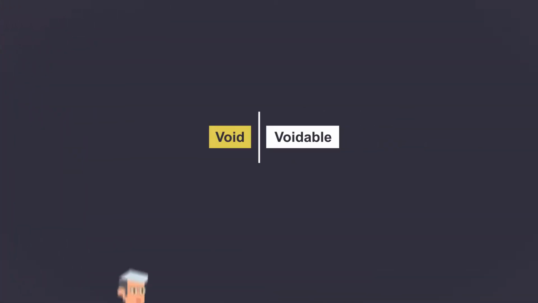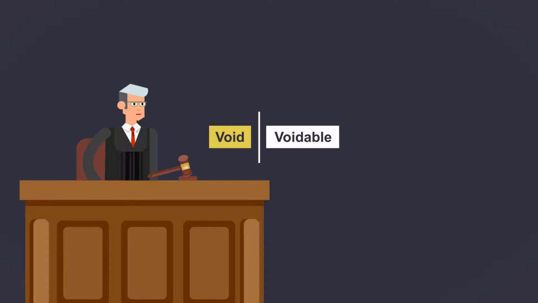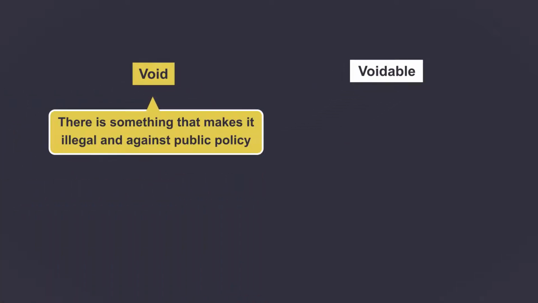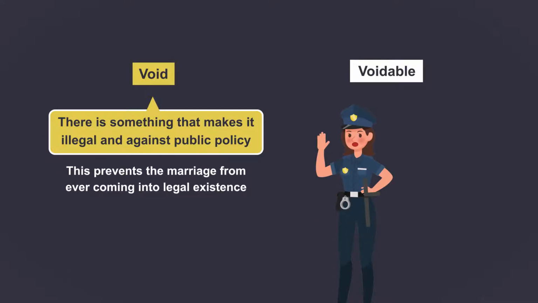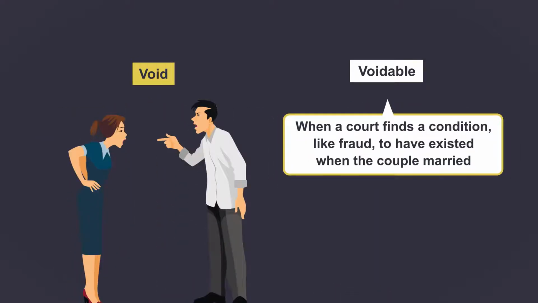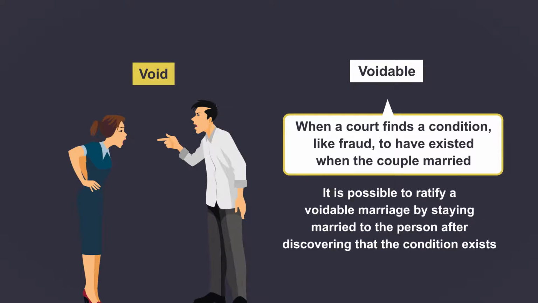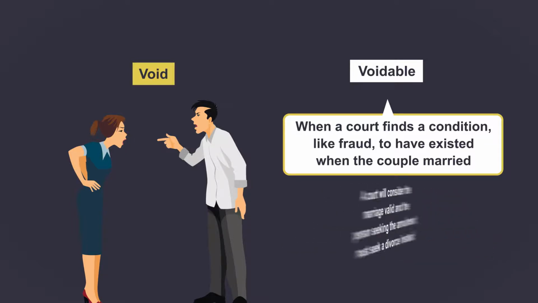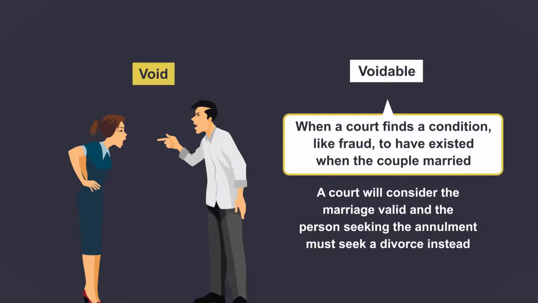Void versus voidable. A court can grant an annulment if either the marriage is void or voidable. A marriage is void when there is something that makes it illegal and against public policy. This prevents the marriage from ever coming into legal existence. In contrast, a marriage is voidable when a court finds a condition, like fraud, to have existed when the couple married. It is possible to ratify a voidable marriage by staying married to the person after discovering that the condition exists. A court will consider the marriage valid, and the person seeking the annulment must seek a divorce instead.